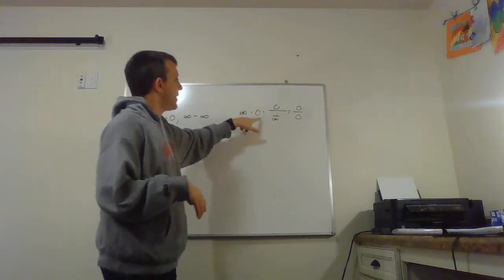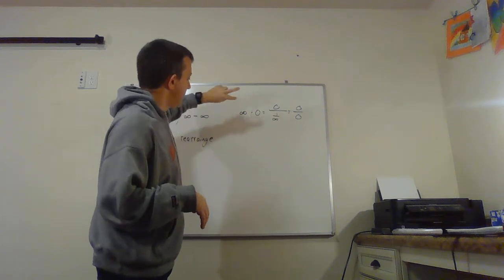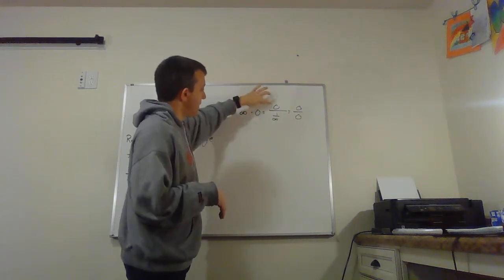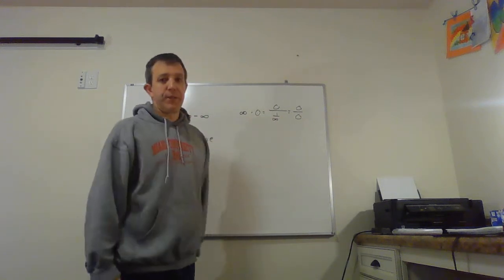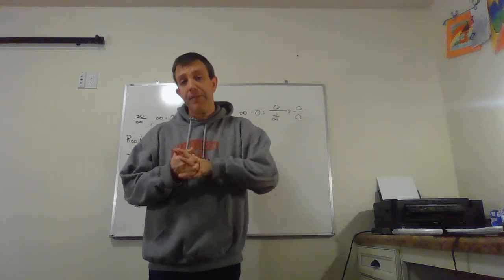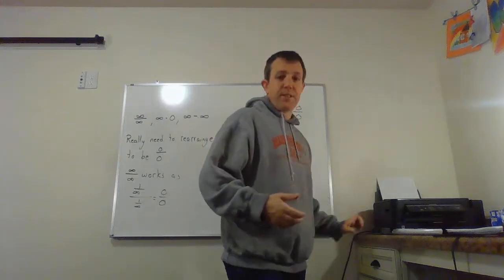And then for infinity times 0, again, thinking of infinity, that infinity times 0 would be the same as 0 over the reciprocal of that infinity. And that's 0 again. So we have to be able to have these in the right form so we have 0 over 0. So let's take a look at some examples.